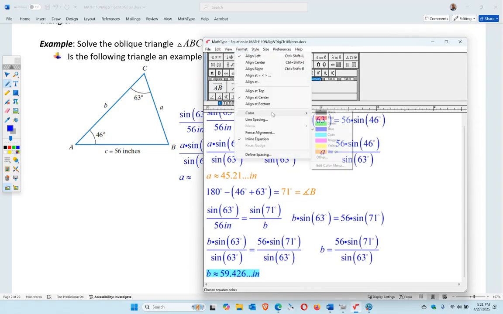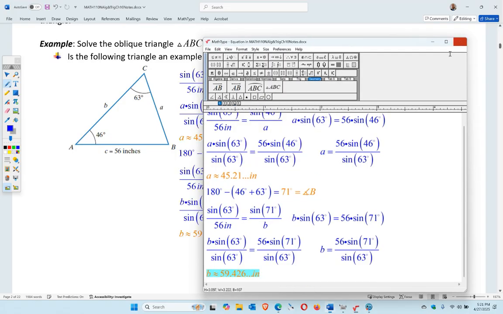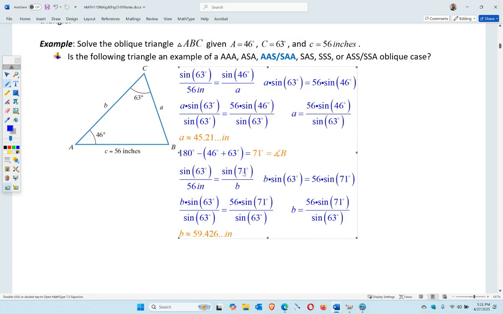Format, color, orange. Okay, so there are all the measures and all the angles. We have three side measures now because we found the two missing ones, and we found the missing angle. So we have all three sides and angles. Okay, that is the end of part 1.